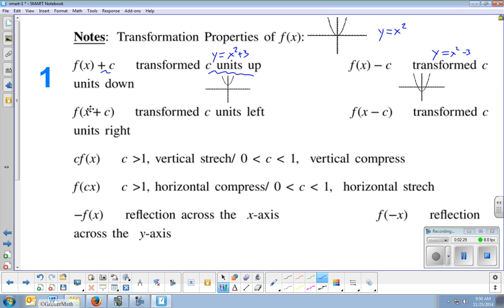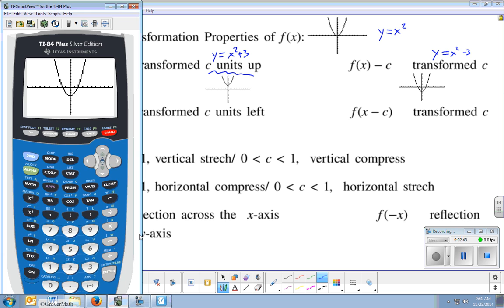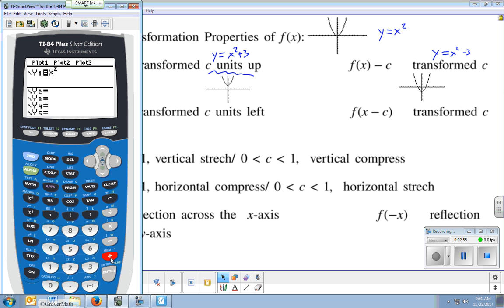Now, slightly different is the comparison between f of x plus c and f of x plus c in the parentheses. Notice that this has the function ending with the parentheses, and then it's a plus c. This has in the parentheses plus c. And so that's a little bit different. And so the comparison on the calculator would be, instead of x squared plus 3, which we already did, it would be parentheses x plus 3 squared.